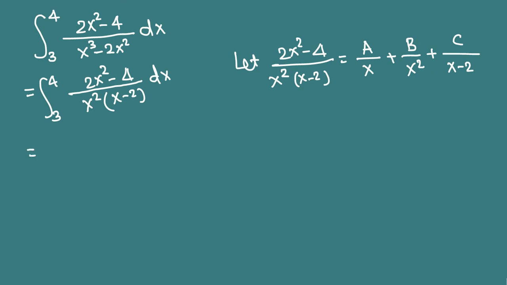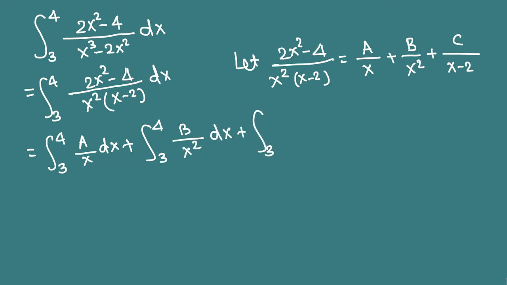Then this becomes integral from 3 to 4 of the first fraction, a over x, plus integral from 3 to 4 of the second, plus integral from 3 to 4 of the third. We will determine the values of a, b and c later. Let's finish the calculus part.